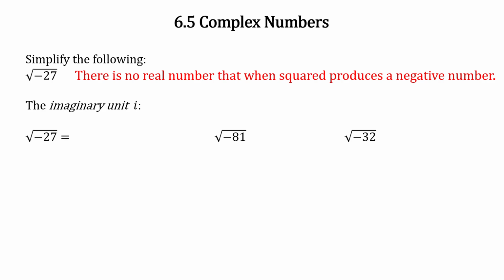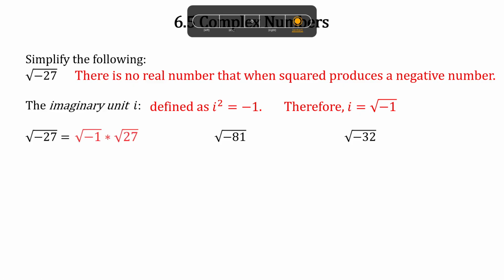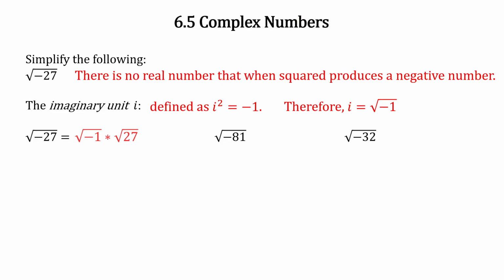So somewhere along the line, some real smart math person just said, well, what if there was? And so we use i as the imaginary unit. So i squared is negative 1, and therefore i is the square root of negative 1. So as soon as we see the square root of negative 27, we think about it as the square root of negative 1 times the square root of 27. And we just deal with it from there.